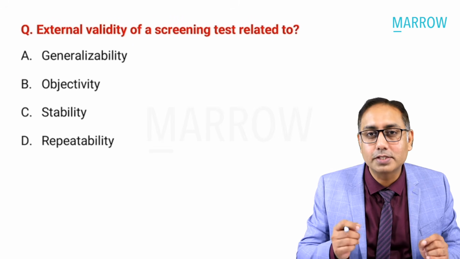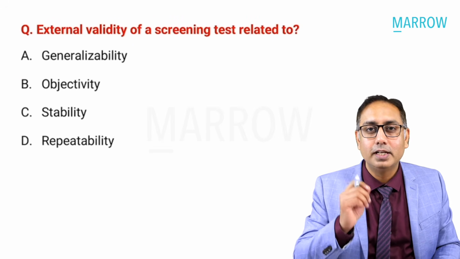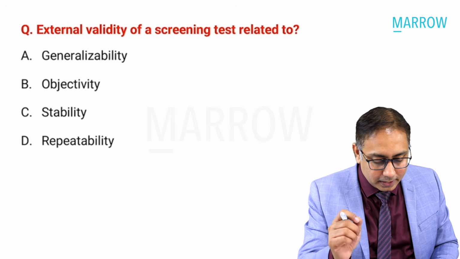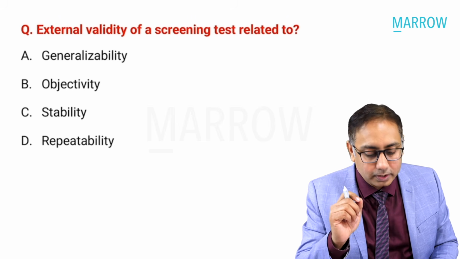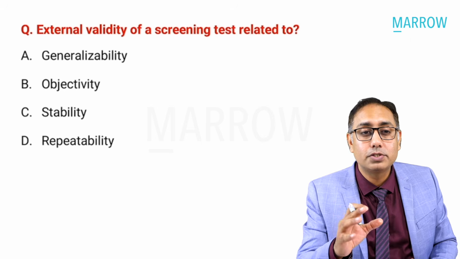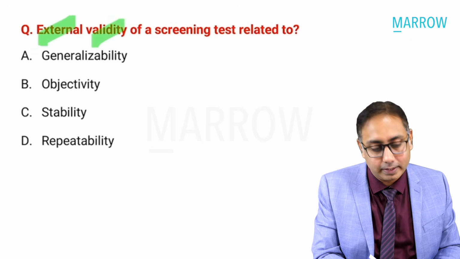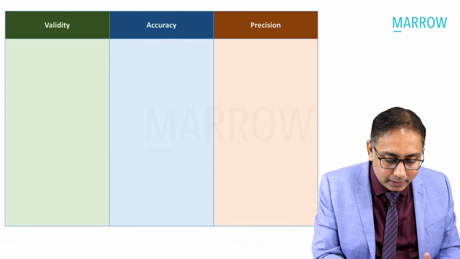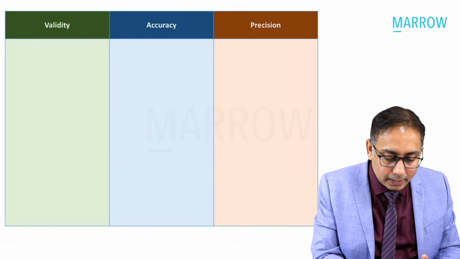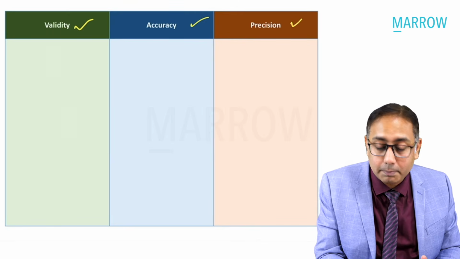External validity of the screening test is related to generalizability, objectivity, stability, or repeatability. So please note what this question is talking about: external validity. What do you mean by validity? What do you mean by accuracy? And what do you mean by precision? If I show you this dartboard, I have done that already in many of my lectures, sessions, and discussion videos with you.